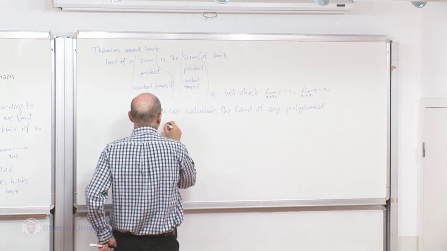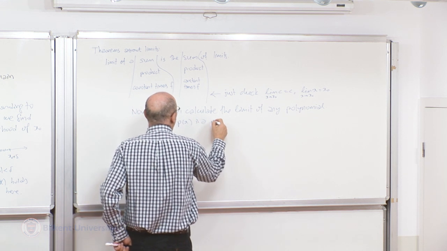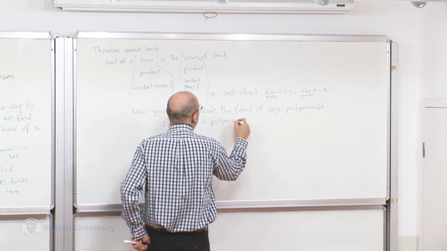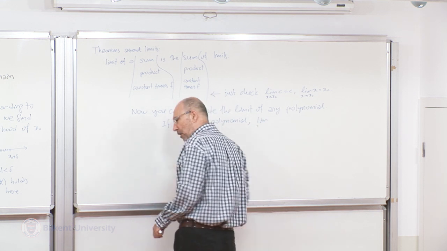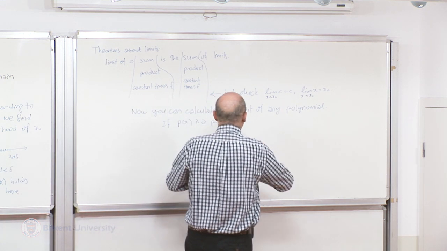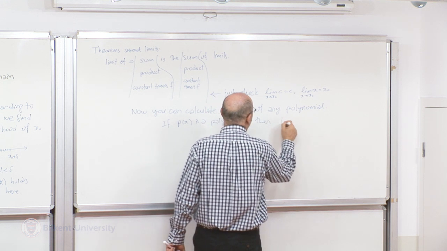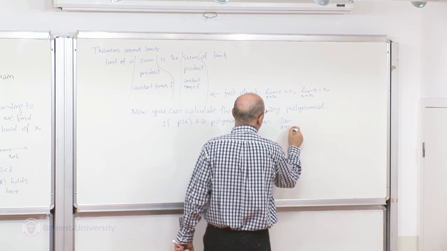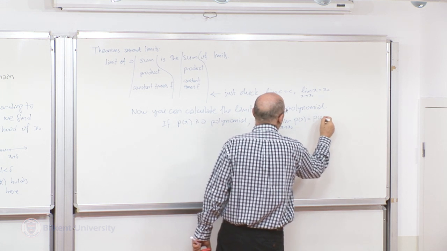Okay, so if p(x) is a polynomial, then, so that we understand next week when we read this, the limit as x goes to x sub 0 of p(x) is p(x sub 0).